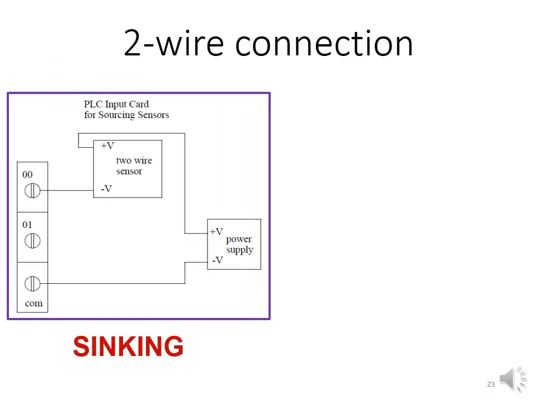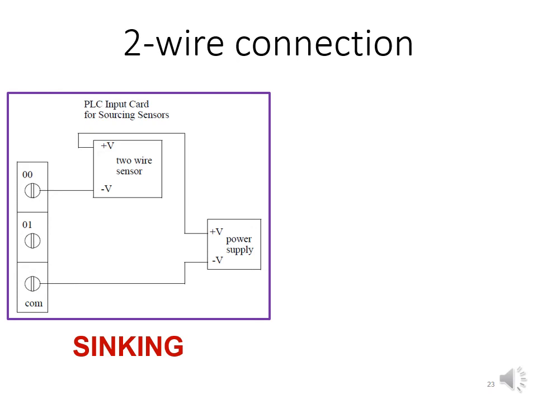The third illustration shows a situation where a sinking sensor is connected to a PLC input card using the two-wire connection. For two-wire connection, and for the case of a sinking sensor, the collector point on the output stage of the sensor is joined together with the positive terminal of the power supply to produce a single terminal in the diagram labeled as V+. This terminal is connected to the positive point on the power supply.